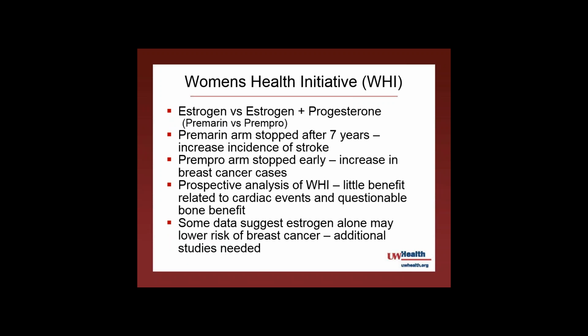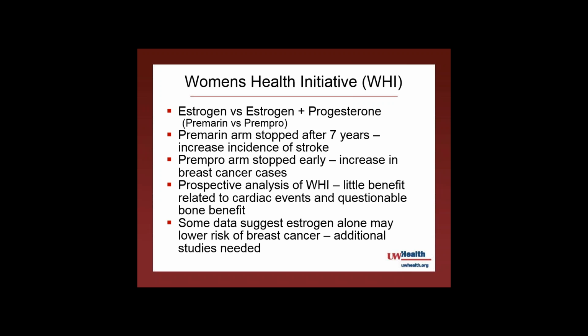And just quickly to go through the Women's Health Initiative, this was a trial that looked at many women in Canada and the United States. And a lot of them were nurses, a lot were healthcare providers. But women received estrogen and estrogen plus progesterone, the brand names Premarin versus Prempro. The Premarin arm was stopped early after 7 years because there was an increased incidence of stroke, and the Prempro arm was stopped early because there was an increase in breast cancer cases.